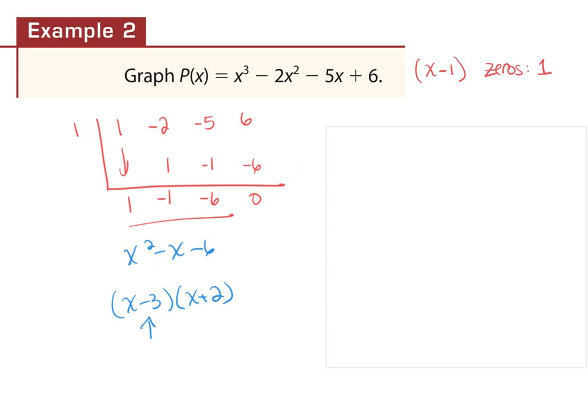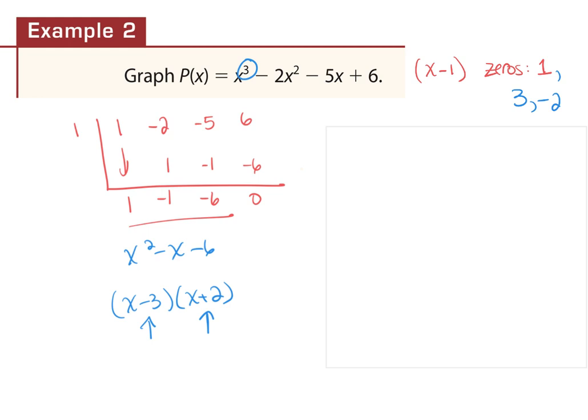What is going to make that group 0? Just plus 3. Positive 3. And what makes this 0? Negative 2. Negative 2. So I have 3 zeros, and they're all real. And that's as many as I'm going to have because my degree was 3. So that tells me all of my zeros, all right?